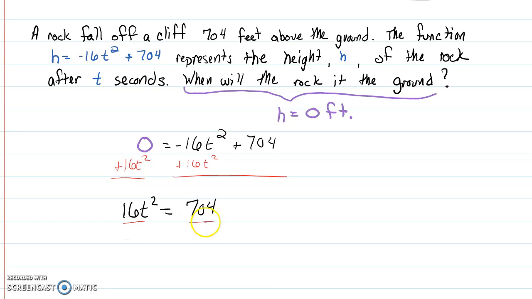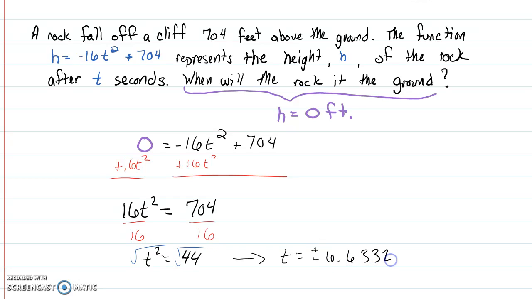Now, divide both sides by 16 and get t squared equals 44. Square root both sides. And here we get a decimal. Now, algebraically, I am getting that t is equal to plus or minus, because remember, I'm square rooting both sides, and we just talked about that gives us two possible answers. 6.6332 and so on, and I'll just round it there.